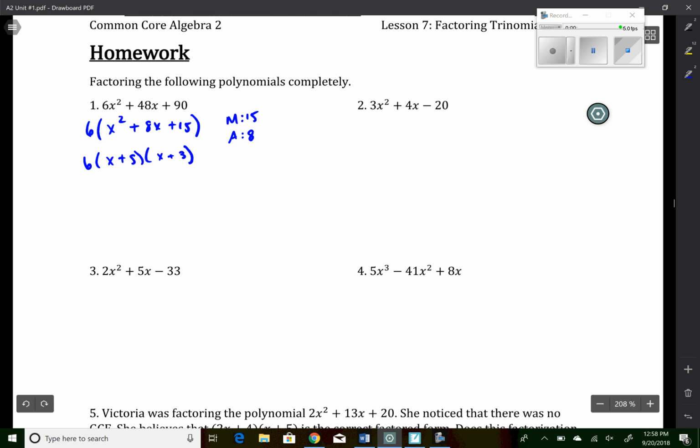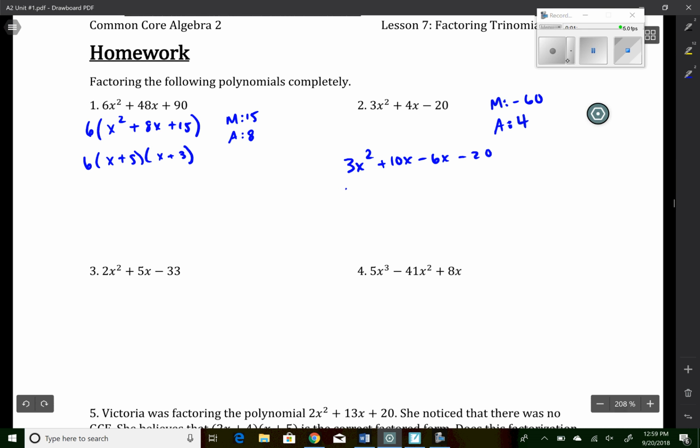No GCF. So we've got to multiply the first and last terms together, the A term and the C term, and we get negative 60, and we want to add up to positive 4. So what multiplies to make negative 60 but adds to make positive 4? Well, that's going to be positive 10 and negative 6. So I can say 3x squared plus 10x minus 6x minus 20. We're just breaking apart the 4 into two terms that add up to it.